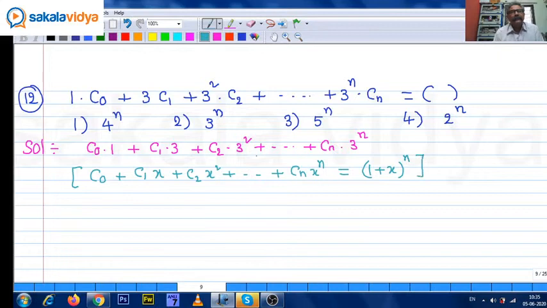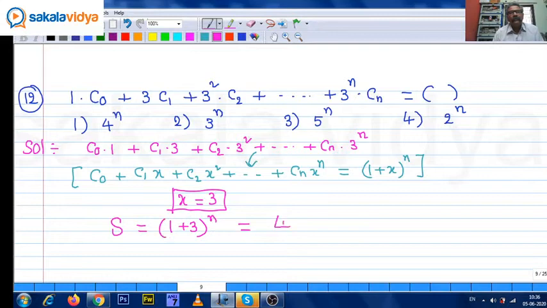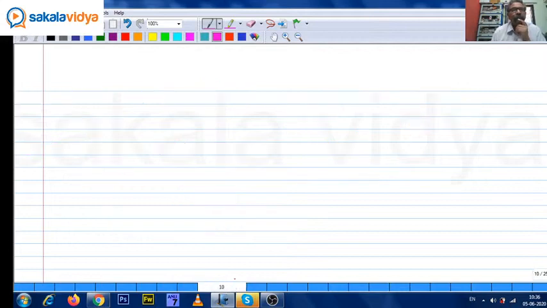So if you compare this to the left hand side, here x is equal to 3. So the given series sum S is equal to (1 plus 3) raised to n, that is 4 raised to n. That means the first option is the right option. Right, now let us move to the next question. 13th problem.